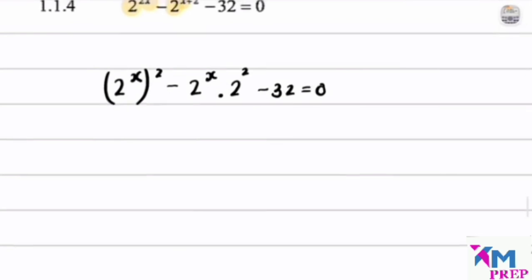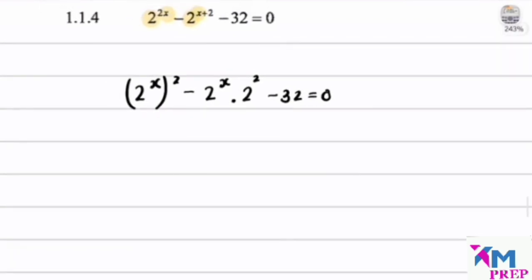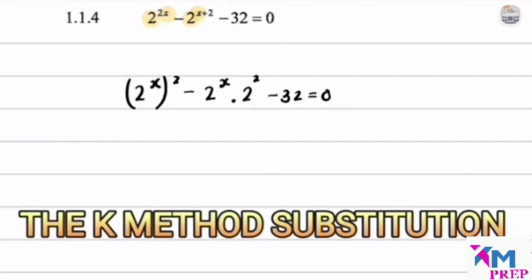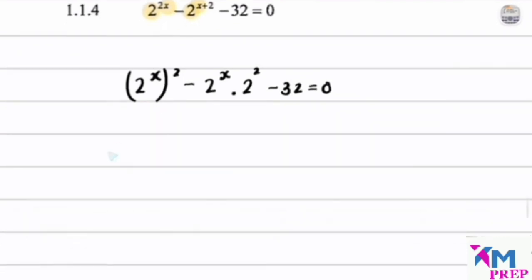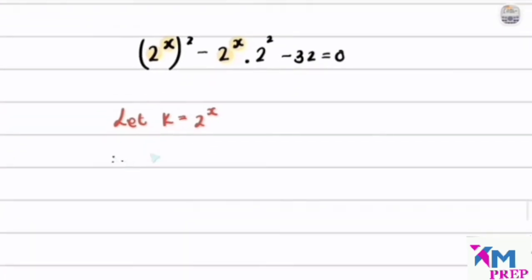And now we are going to use a method that makes this simpler to solve for. And that is called the K method. So with the K method, it really just says you need to let K be equal to whatever was repeated, which was the 2 to the power of x, which we can see repeating there. So we say let k be equal to 2 to the power of x. So this means that our equation is now that would be replaced with k, so k squared minus, and then that would be replaced with k.